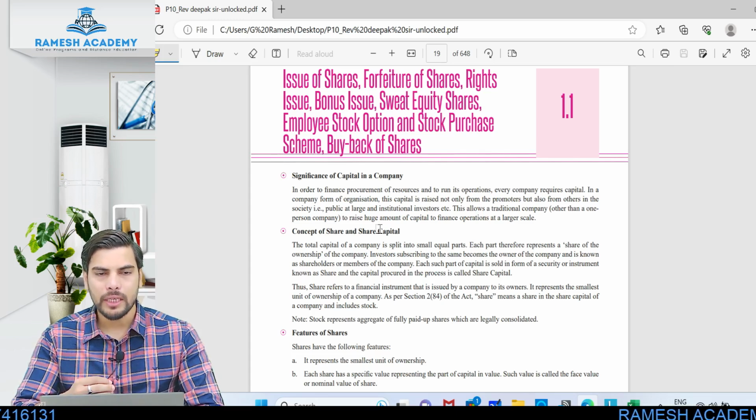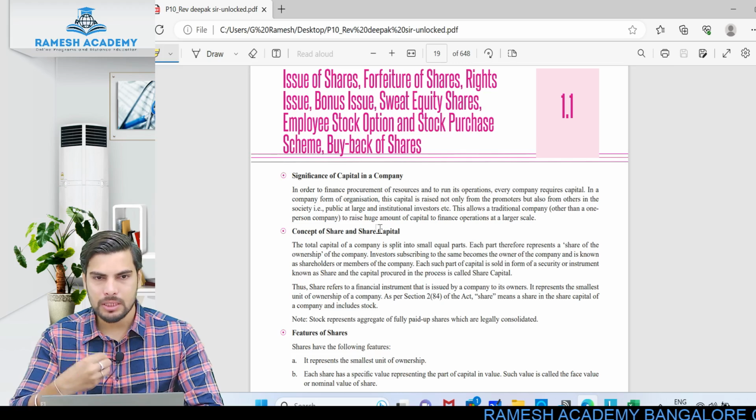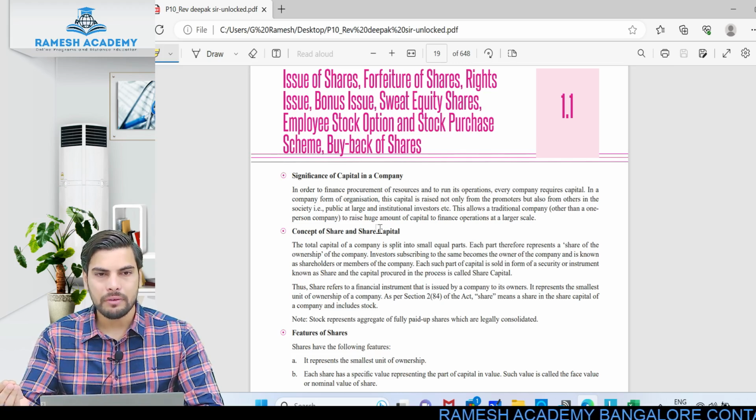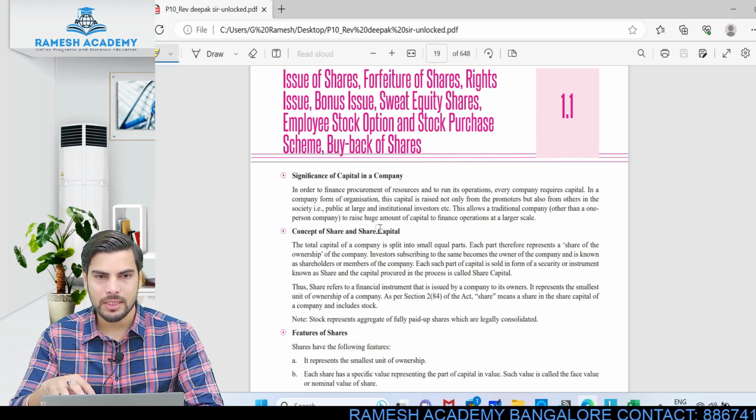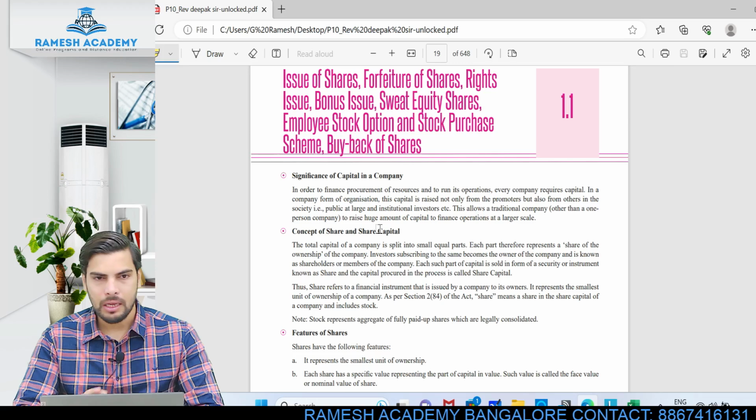Now how will they raise funds from the public? They'll be issuing something called shares. Now when they're issuing the shares, they'll be receiving the money. So what journal entries will we be passing with respect to all these transactions? That is what we'll be discussing in this particular unit. Okay, so look at this.